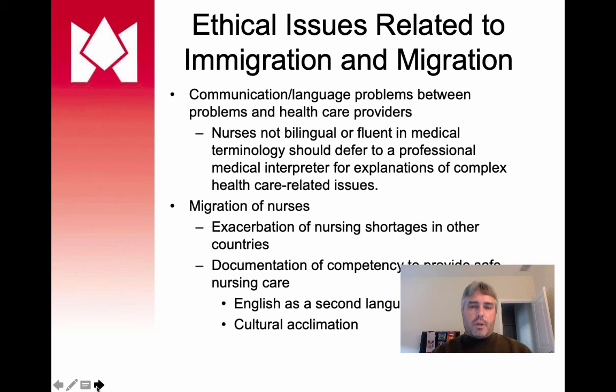Ethical issues related to immigration and migration. So we know that there can be issues, and this goes back to talking about cultural awareness at the very least, if not cultural competency, right? We may see problems between patients and healthcare providers because there's a language barrier there. Many nurses are not bilingual or fluent in medical terminology, and they should defer to a professional medical interpreter for explanations of complex healthcare related issues.